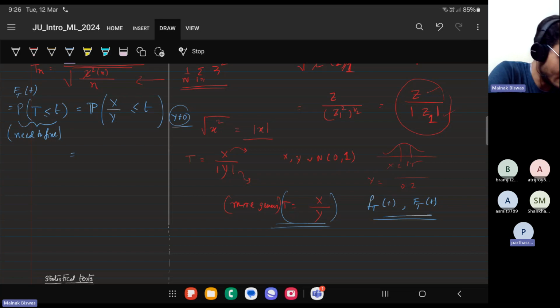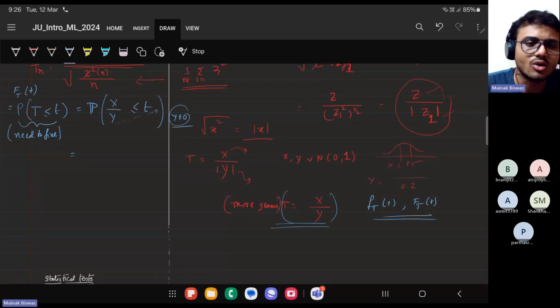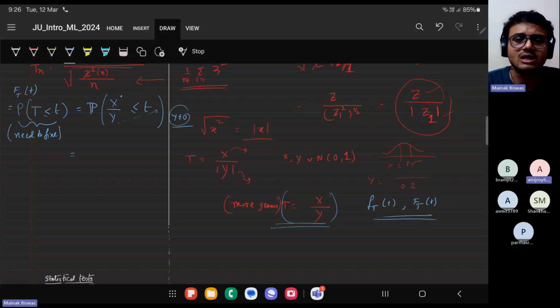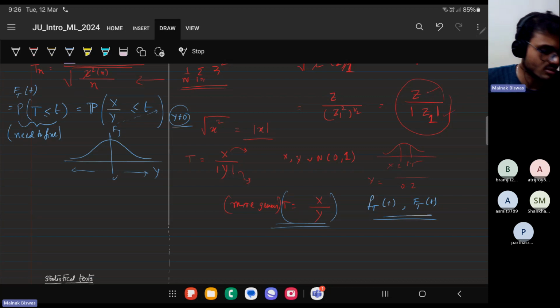Can I multiply Y on both sides? That's my question. Y is the value of a distribution, so it can definitely be multiplied, but no, not directly, because Y can be negative also. Good. Pay attention: the sign of the inequality can change. The distribution of Y is this: Y can be negative also, from minus infinity to infinity. Yes or no? Right? So there will be two cases.